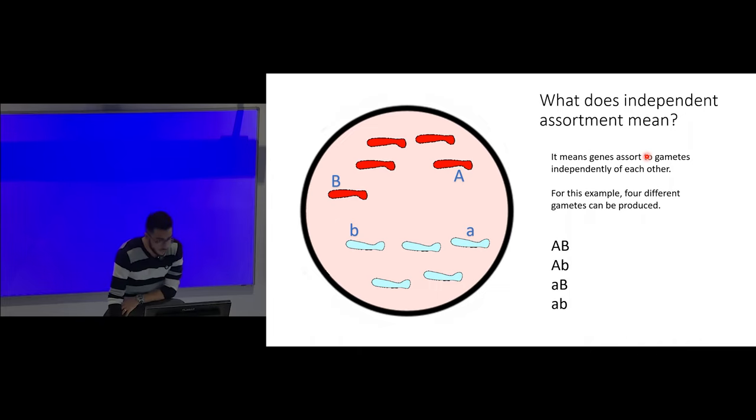Because it's independent assortment, when replication is happening, you'll end up taking either this chromosome with this one, this one with this one, etc. So you can mix both genes. Does that make sense?